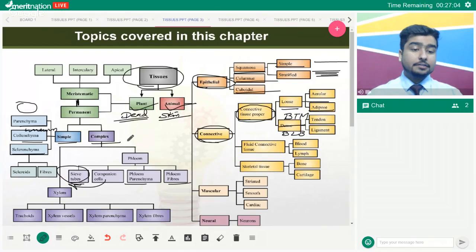Is bone a connective tissue? Yes, Gaurav, it is in fact a connective tissue. We'll come to that, bone and cartilage, don't worry.